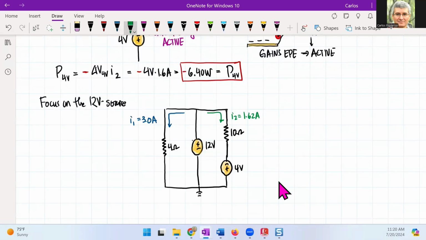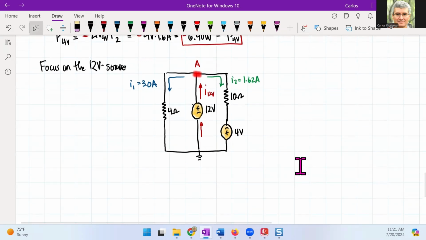So what do we expect? We expect that the current, we're going to guess here, is that it's going to move towards node A. So my guess here is that it's coming this way, and this is the current of the 12 volt, which is also the current coming into the negative node. So I got to calculate the current through the 12 volts. So what am I going to do? I'm going to apply KCL at node A.